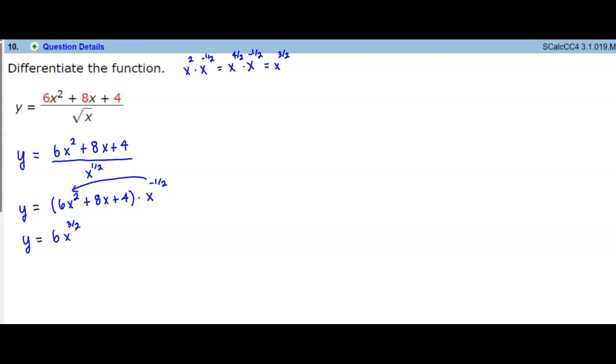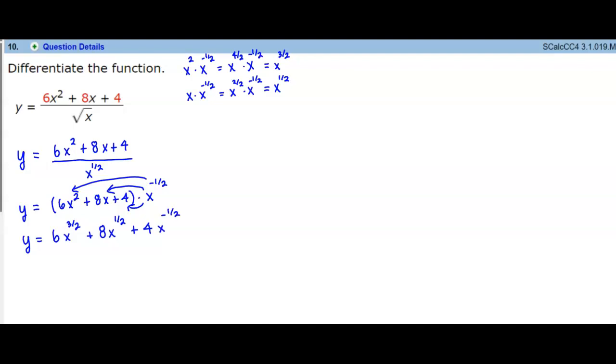Okay. Next, if we take the x and then multiply that by x to the negative 1/2, well, that's the same thing as saying x to the 2 over 2 times x to the negative 1 over 2. And again, when you multiply the same base, you add your exponents, so that becomes x to the 1/2. So this becomes plus 8x to the positive 1/2. And then distributing this to the next term, we get plus 4x to the negative 1/2.